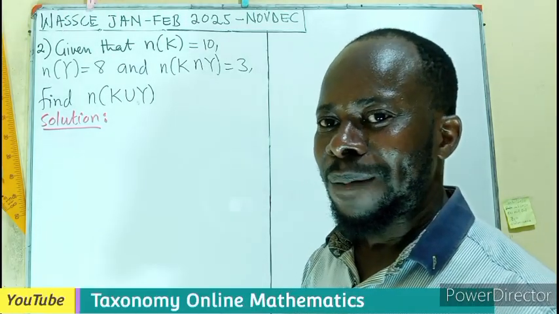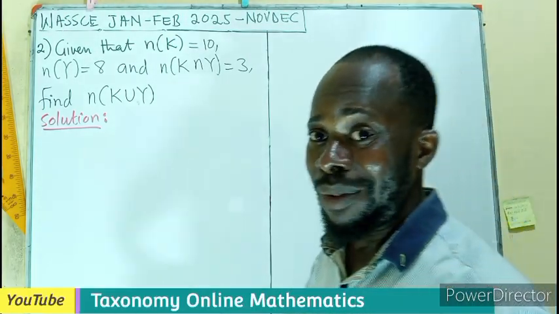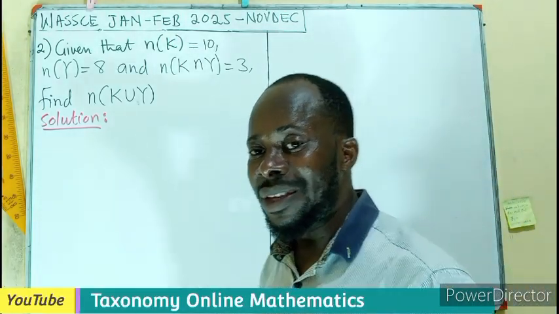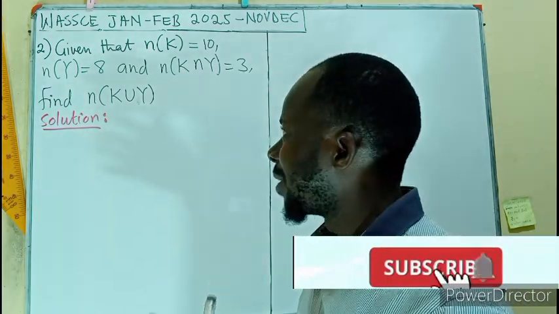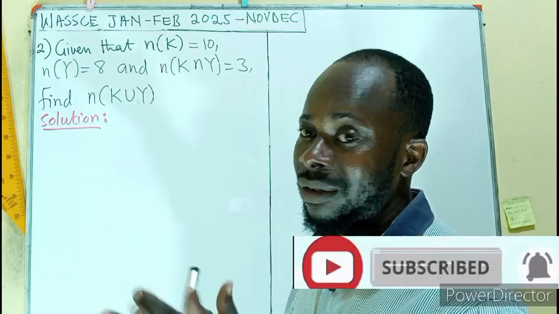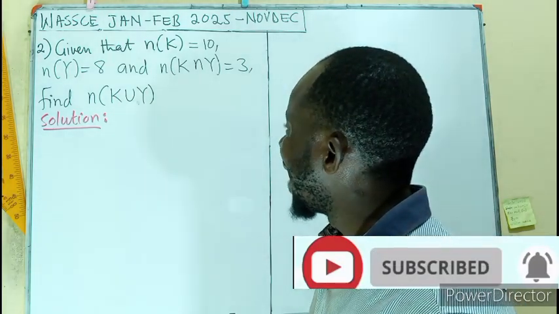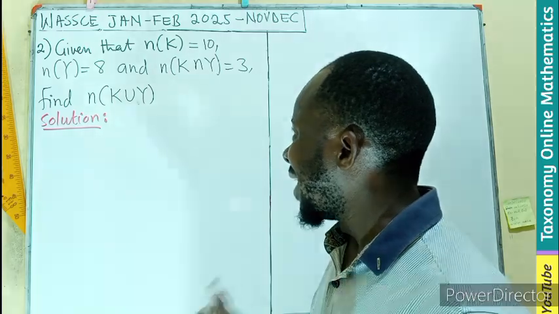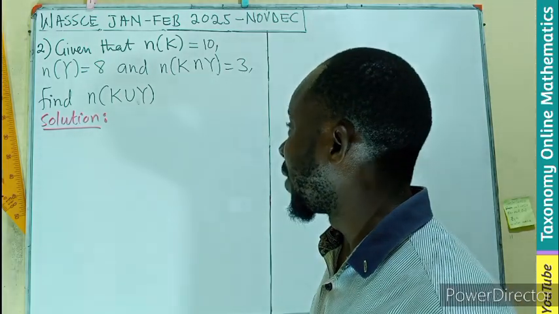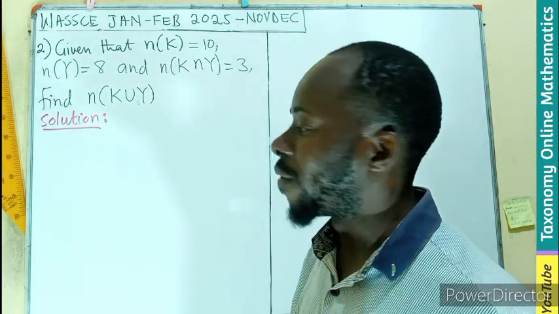Hello, welcome. I believe looking at this question, you should be able to provide the answer if you're able to watch the tutorial on set theory that I did. This is basically on De Morgan's theorem, given that n(K) is 10, n(Y) is 8, and the intersection of the two is 3. We have to find the union of that.